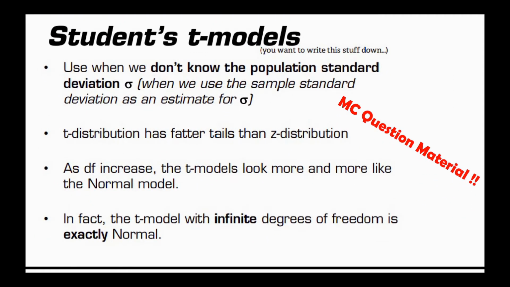So here's some red meat for multiple choice questions. These are multiple choice questions waiting to happen. When we don't know the population standard deviation, we use the sample standard deviation, which is S, lowercase s. So you'll see on your calculator, maybe you've seen it before, when you go 1-Var Stats, you've seen this guy, and then you've also seen this guy. They both mean the same thing. One comes from the population, one comes from the sample.